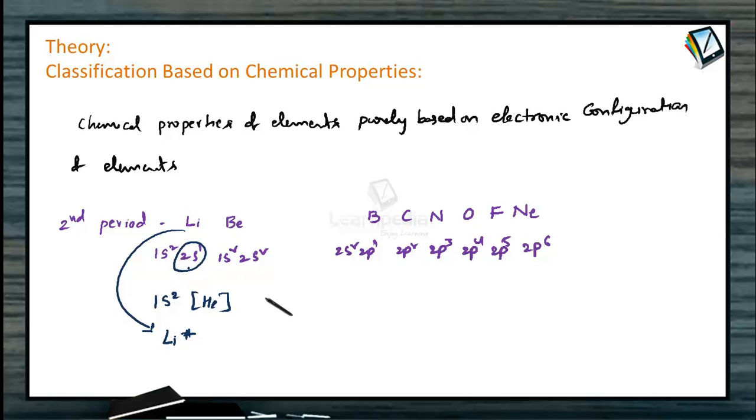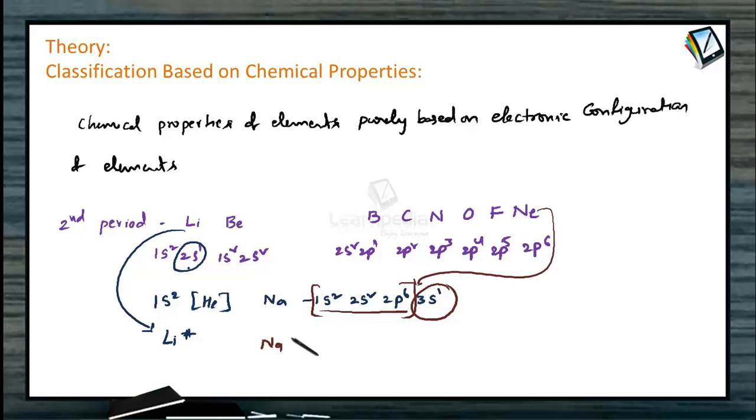Take a simple example here, sodium. Sodium has the configuration 1s2, 2s2, 2p6, 3s1. By losing the one electron from its valency shell, that is 3s1, it gets the inert gas configuration 1s2, 2s2, 2p6, which is equal to the neon configuration. So sodium can form the Na+ ion to get the inert gas configuration and stability.